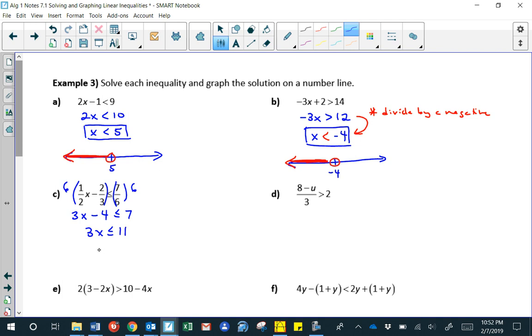Adding 4 to both sides, we get 3x is less than or equal to 11. And then dividing by 3 on both sides, x is less than or equal to 11/3. That is the solution to the inequality, and the graph is a number line where 11/3 is indicated with a closed circle. And since the inequality is less than, we're going to graph to the left.